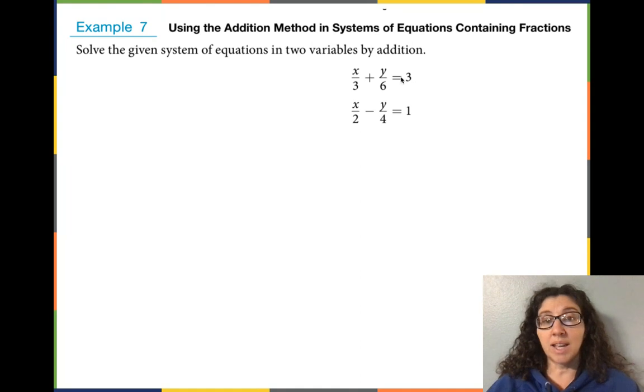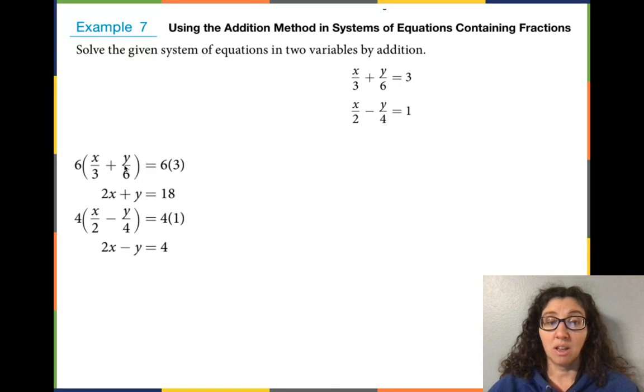Okay, what if, I guess sometimes we could have fractions, right, which are kind of a pain. It'd be nicer if we didn't have fractions. So one thing we can do is multiply the equations by numbers that get rid of the fractions. So let's look at this top equation. If we multiply everything by 6, those denominators will go away, right? And we're just left with this. If we multiply the second equation by 4, those denominators will get cleared out, and we're just left with 2x minus y equals 4.